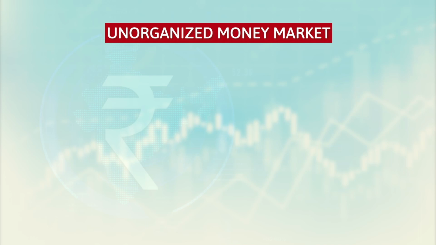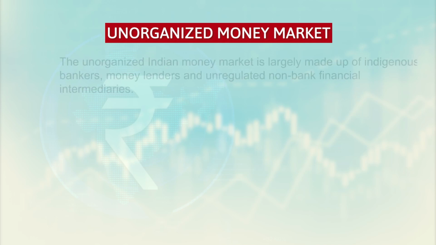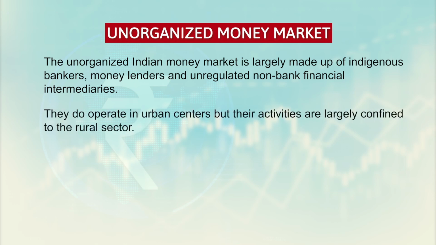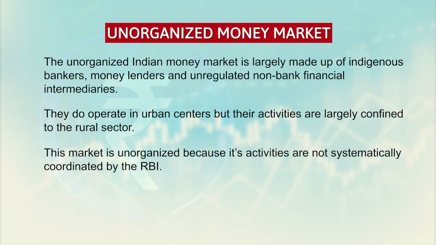We next focus our attention on the unorganized money market. The unorganized money market is largely made up of indigenous banks, money lenders and the unregulated non-banking financial intermediaries. They do operate in urban centers, but their activities are largely confined to the rural areas. This market is unorganized because it does not come under the purview of the RBI. And we have here, as I said, the indigenous bankers, the money lenders, the unregulated non-banking financial intermediaries like chit funds, nidhis and loan companies, and also finance brokers.